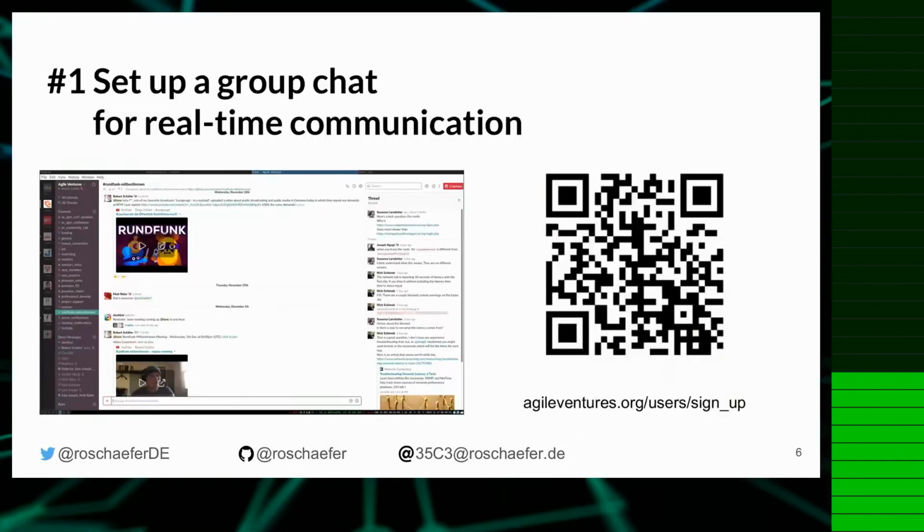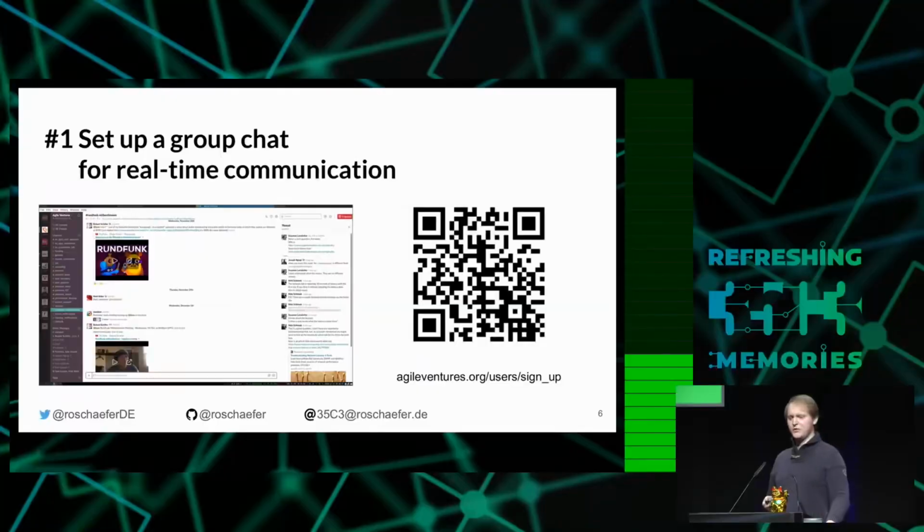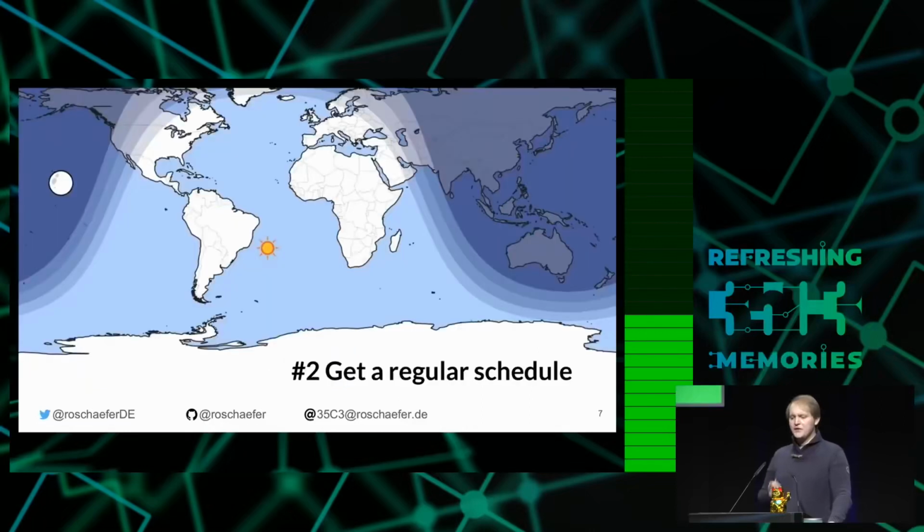All right, so I'm going to tell you in 4 steps what you can do if you consider doing that also. The first thing you should do is set up a group chat. Since we are at Agile Ventures, we're using their Slack. You can choose whatever group chat you like, but it's cool because they have about 3,000 members. There's always someone new joining. If you want to sign up, there's a link on the right side that will bring you to the sign up page.